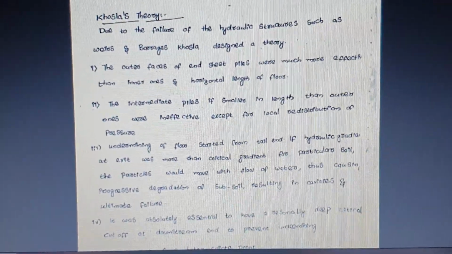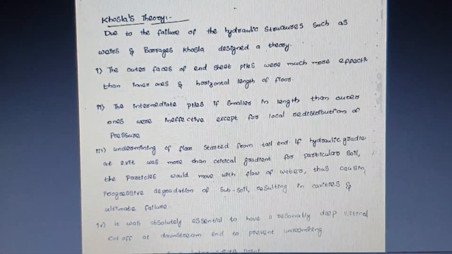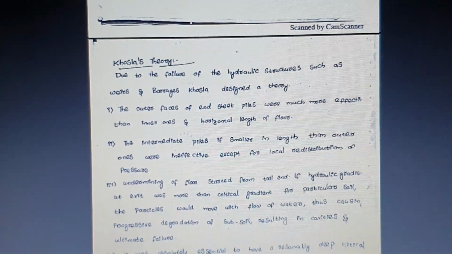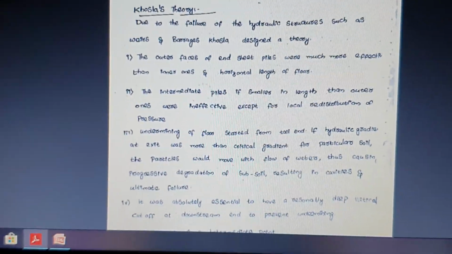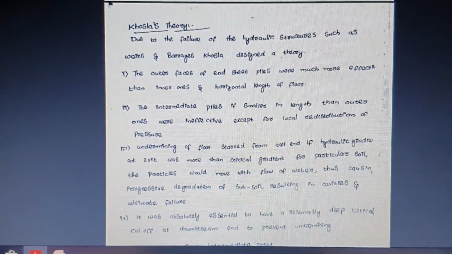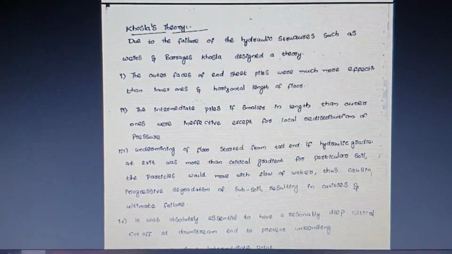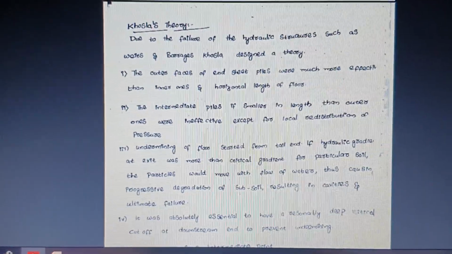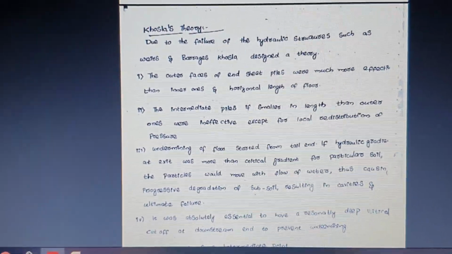The next topic we are going to discuss is about Khosla's theory. So what is Khosla's theory? Why has he determined it? Whenever different hydraulic structures were constructed, some failures occurred. So by considering those failures, he designed his own theory.